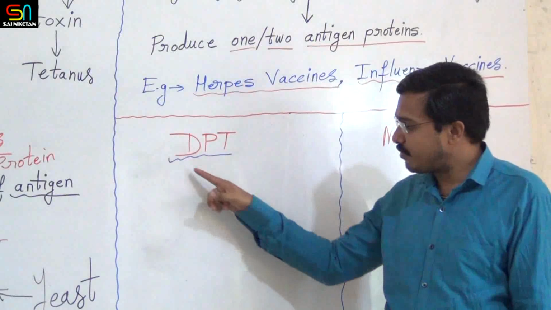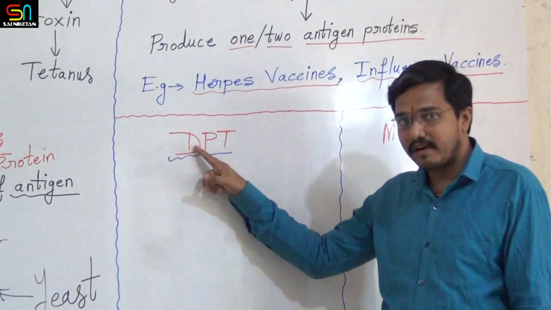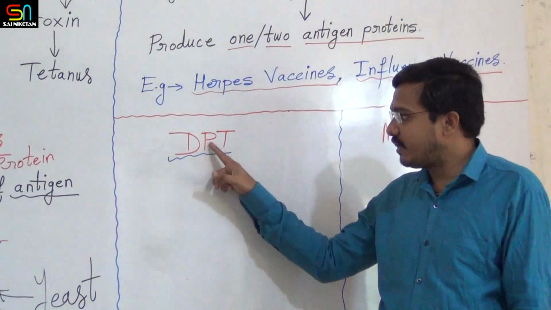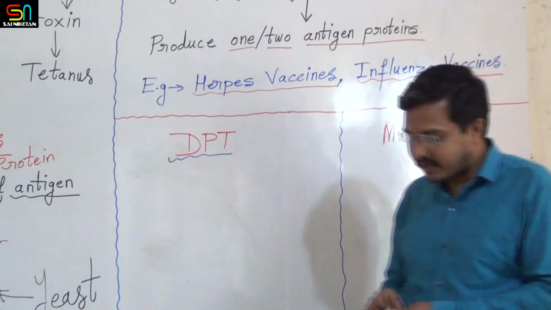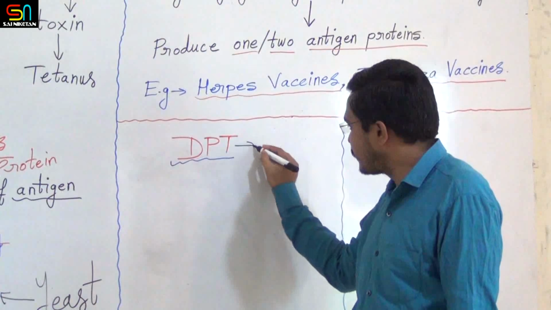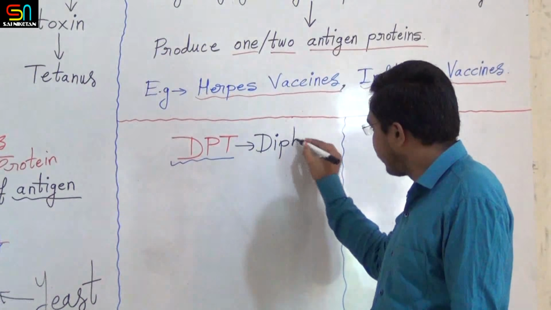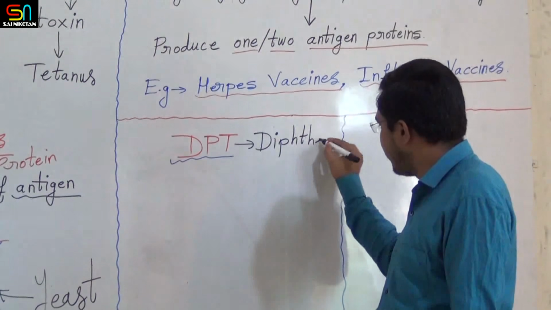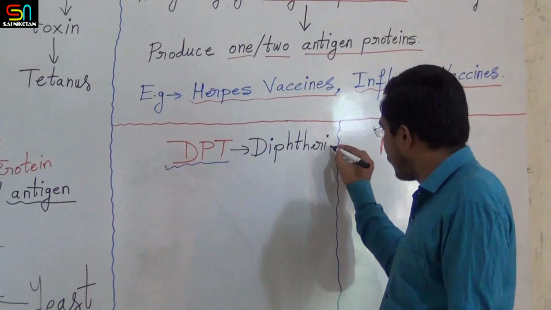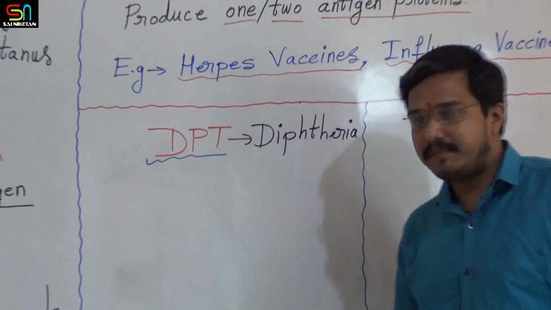Here you can see this is one of the combined vaccines. In that vaccine there are vaccines for 3 diseases, that is called DPT. So what are the 3 diseases? Here D stands for diphtheria. This is the disease caused by the bacteria called Corynebacterium diphtheriae.